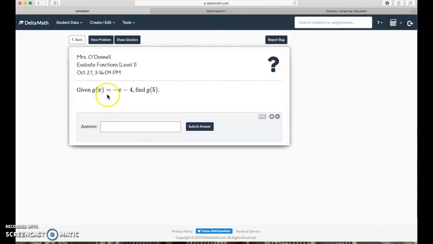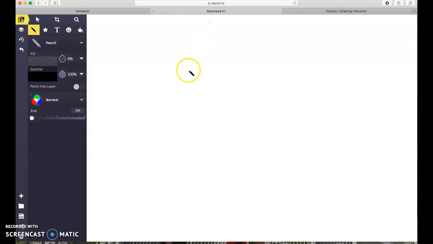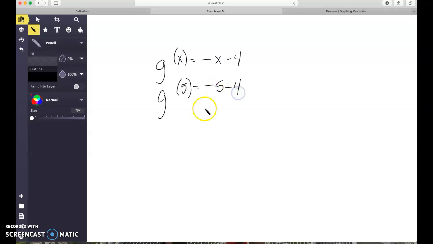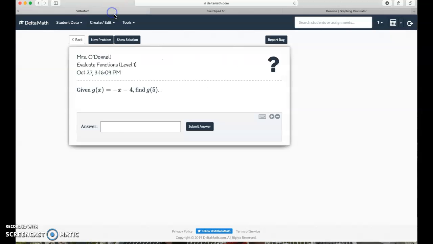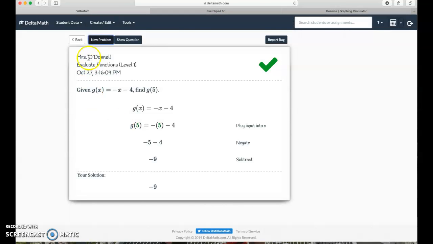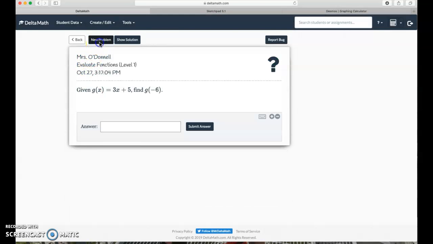All right, so we've got g of x equals negative x minus 4. And Delta Math is asking us to find g of 5, right? So that says anywhere you see an x, plug in a 5. So negative 5 minus 4 gives us negative 9. Not too bad, right? Negative 9. Enter, enter. Love it. Let's see if they give us any harder ones.